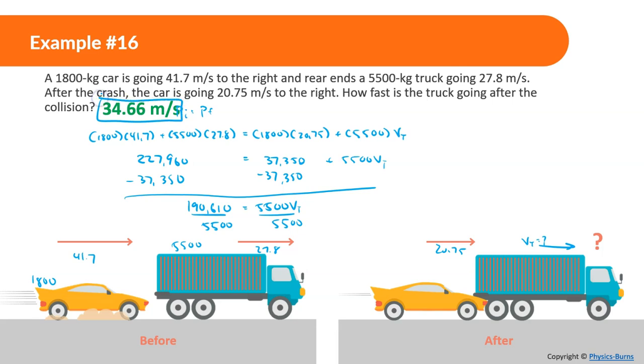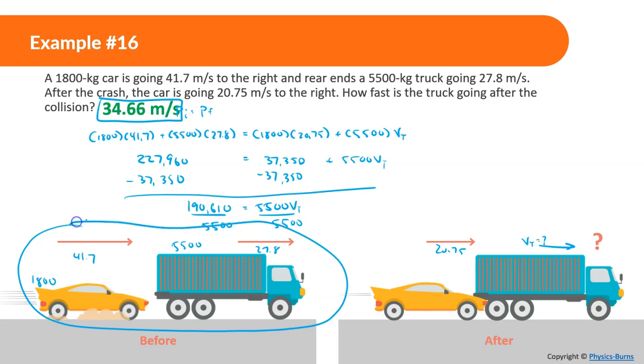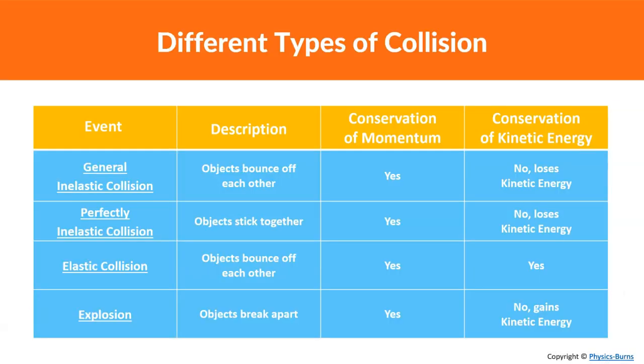And you could check that with the kinetic energy. You could find out what the total kinetic energy is before the collision, and then you could see what it is after the collision, and it'll also be the same thing. Alright, so that's pretty much everything with the elastic collisions. For a little summary about the different kinds of collisions, please pause the video and look at this chart.